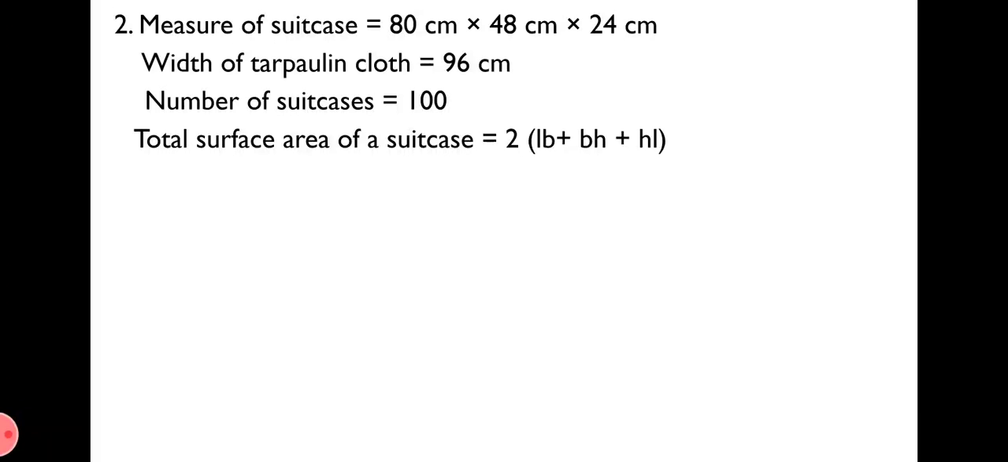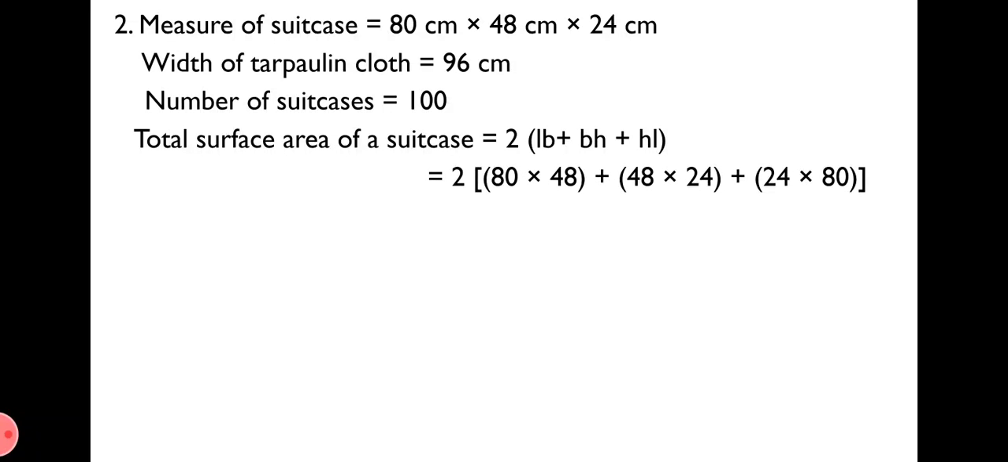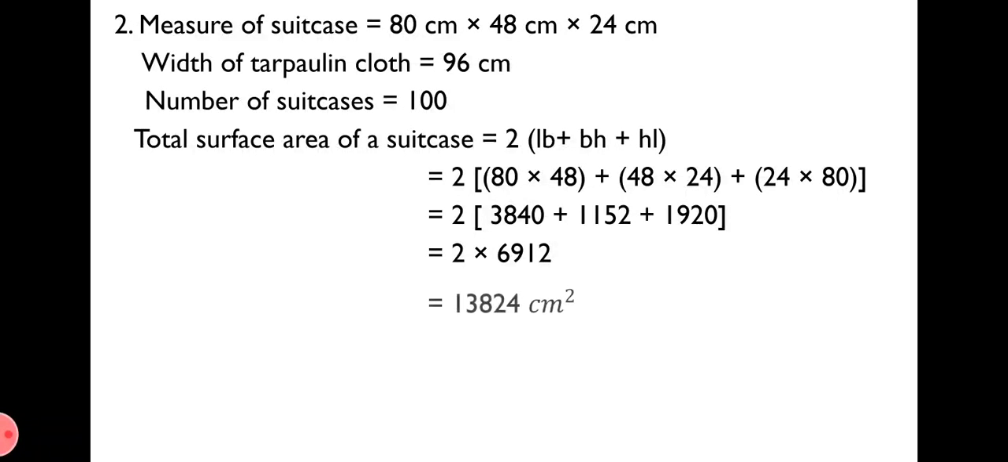Therefore, total surface area of a suitcase equal to 2(LB + BH + HL). Inserting the values, we get equal to 2(80 into 48 plus 48 into 24 plus 24 into 80). That is equal to 2 into (3840 plus 1152 plus 1920). That is equal to 2 into 6912. That is equal to 13,824 centimeter square. This is the TSA of one suitcase.